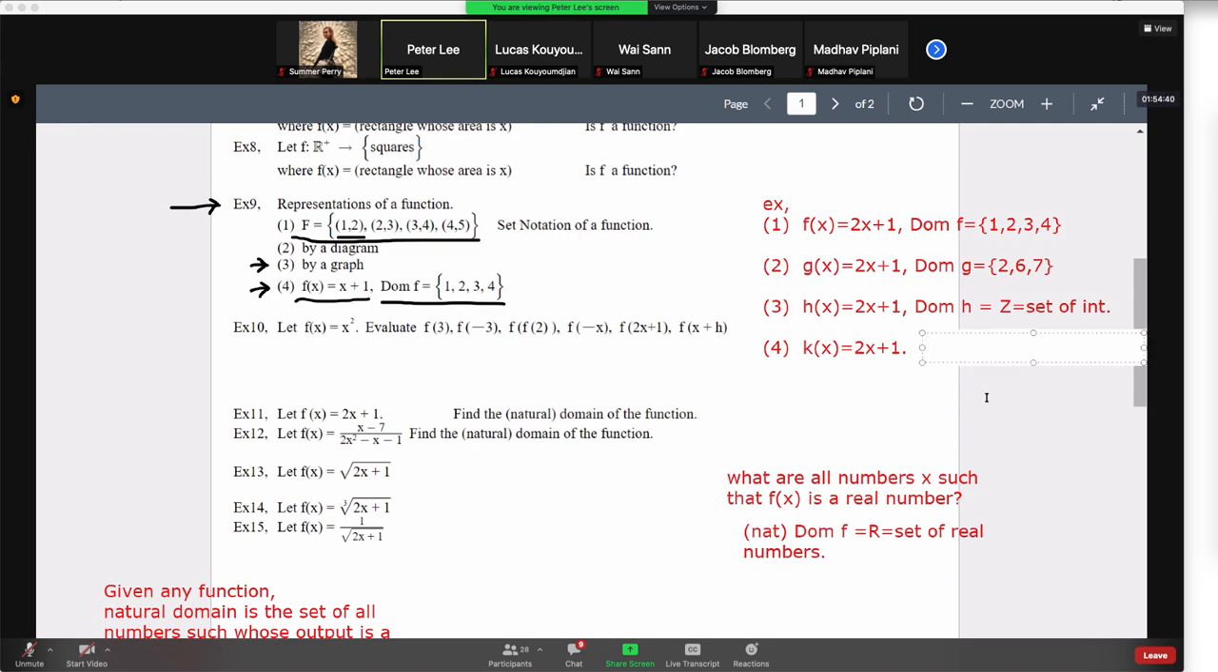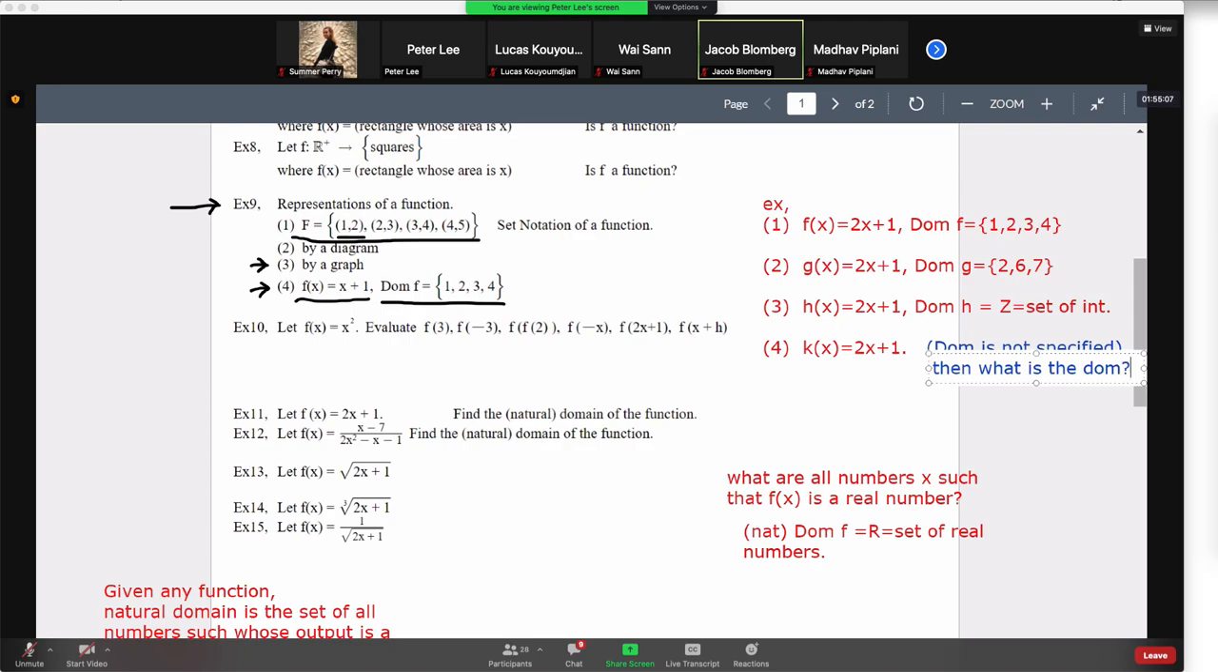In this case, the domain is not defined. Not specified. It's not written. Domain is not specified here. So if the domain is not specified, then what is the domain? Then what is it? All real numbers?